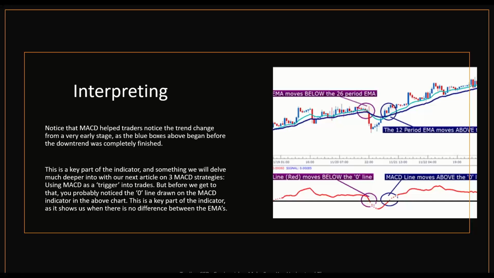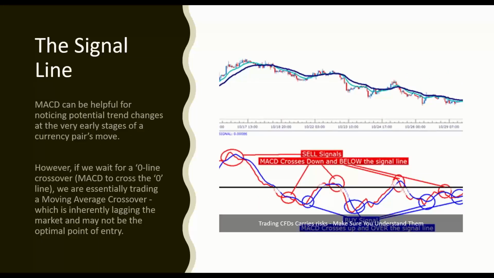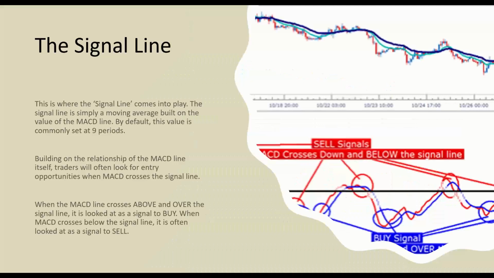But before we go into that, you probably noticed that the zero line is very, very important, because at the zero line, that's when we know the moving averages are across. MACD will cross the zero line as the faster moving average intersects the slower moving average. MACD can be helpful for noticing potential trend changes at the very early stages of a currency pair's move. However, if we wait for the zero line crossover, we are essentially trading a moving average crossover strategy, which is inherently lagging the market and may not be the optimal entry point.